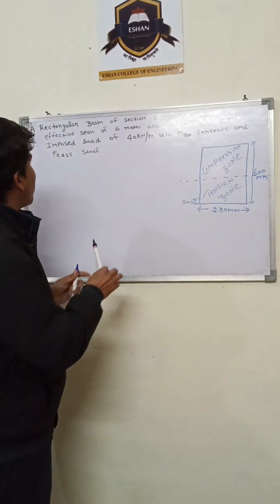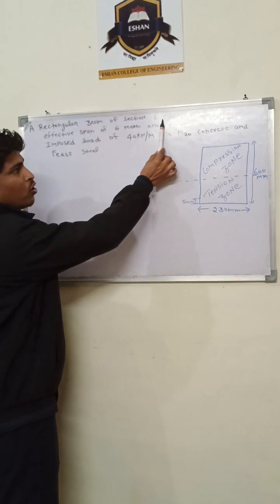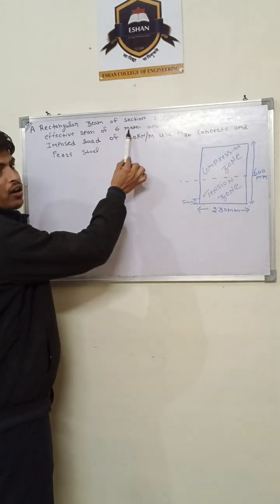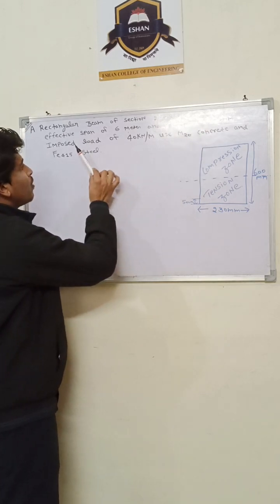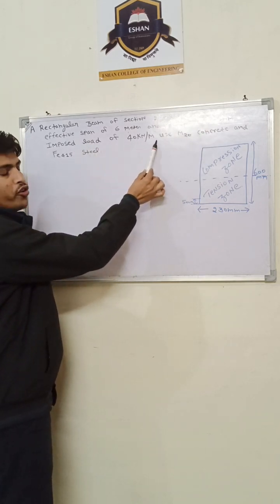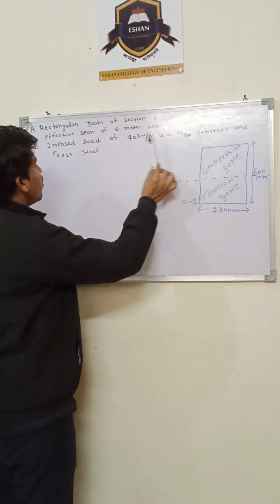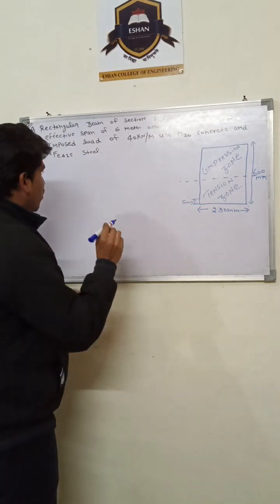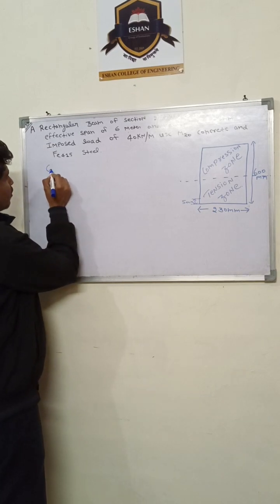So this is the numerical: a rectangular beam of section 230 into 600 mm, of effective span 6 meter, and cover is 50 mm. Imposed load is 40 kN per meter. Use M20 concrete and Fe415. So this is a rectangular beam. First of all, we write the given data.